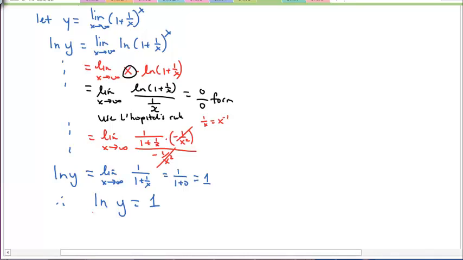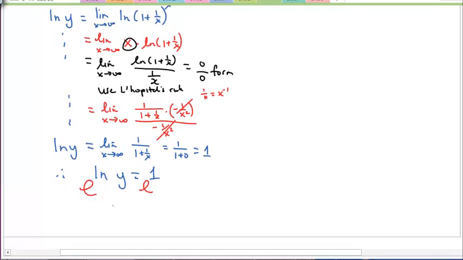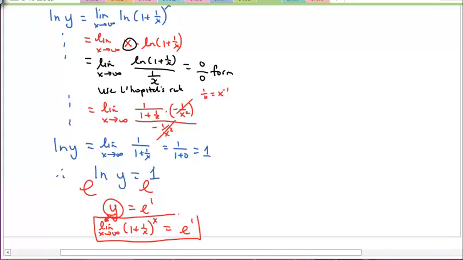So to get rid of the natural log, we'll take e to both sides. And so therefore, y is equal to e to the power of 1. And y, once again, was my original function, the limit as x approaches infinity of 1 plus 1 over x to the power x. And so the answer here is e. And by the way, we saw this in pre-Calc 12 when I tried to explain to you what e was going to be.